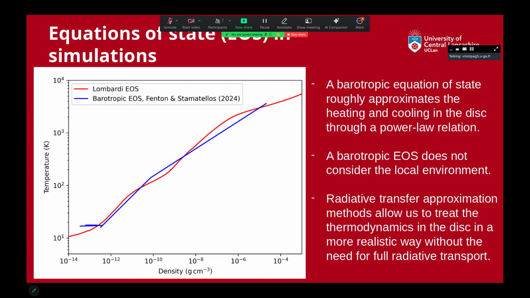And ideally, we'd like to model this using full radiative transfer, but as we all know, typically you have to couple it to something like MCFOST, or do some kind of post-processing. However, an alternative approach is to use a radiative transfer approximation method, which allows us to treat the thermodynamics in the disk in a more realistic way than the barotropic equation of state, because we consider the local environment, but without massive additional computational expense, and that's shown by this red line here.